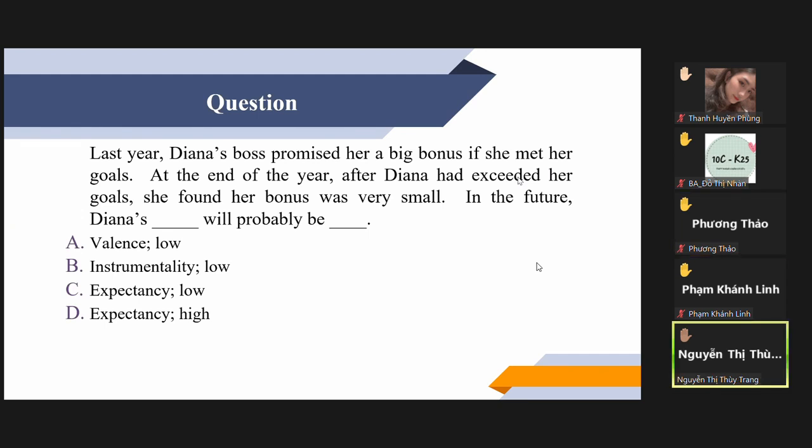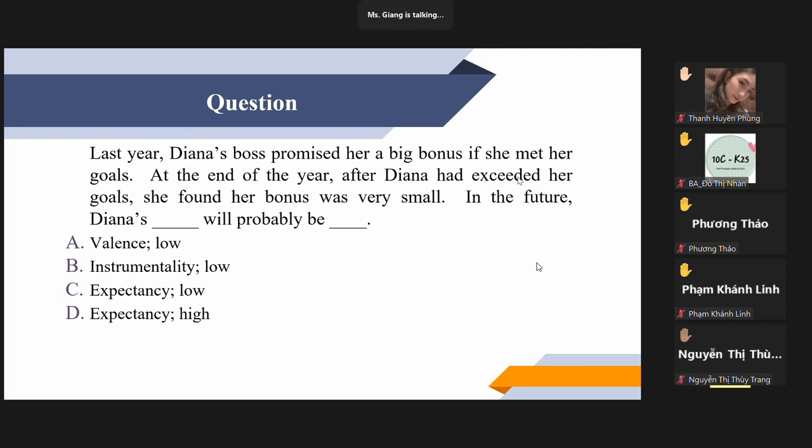I think the answer is B. B, why B? Because the expectation of the successful performance of Diana will lower in the future when the boss of her promise, but in the end she doesn't receive as the expectation.